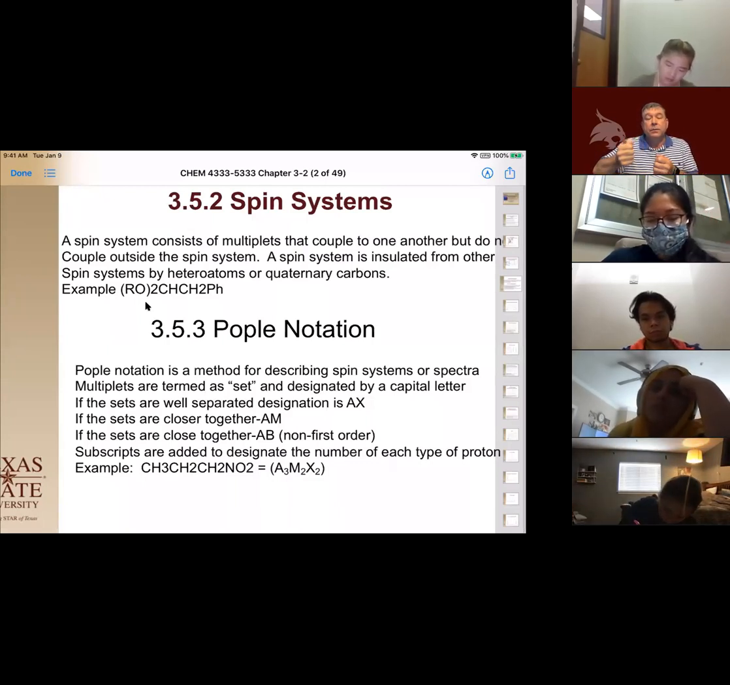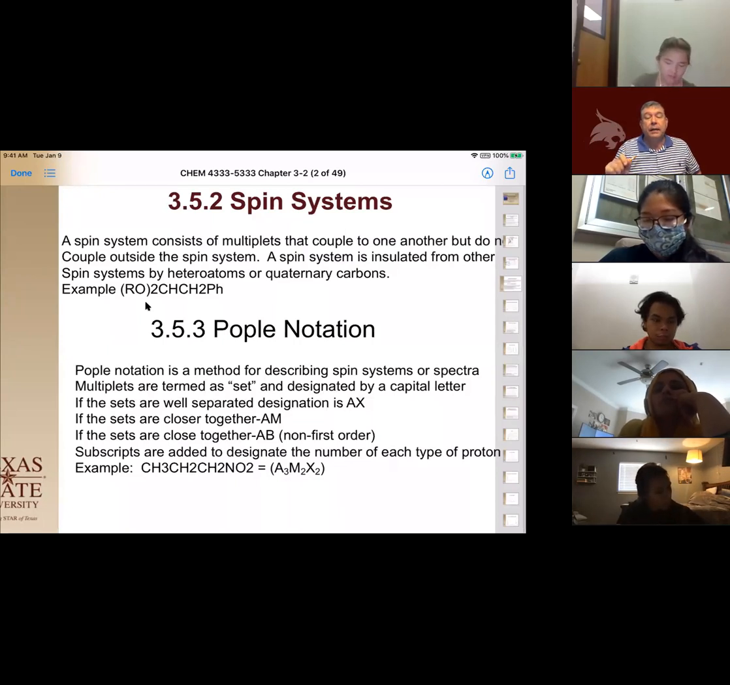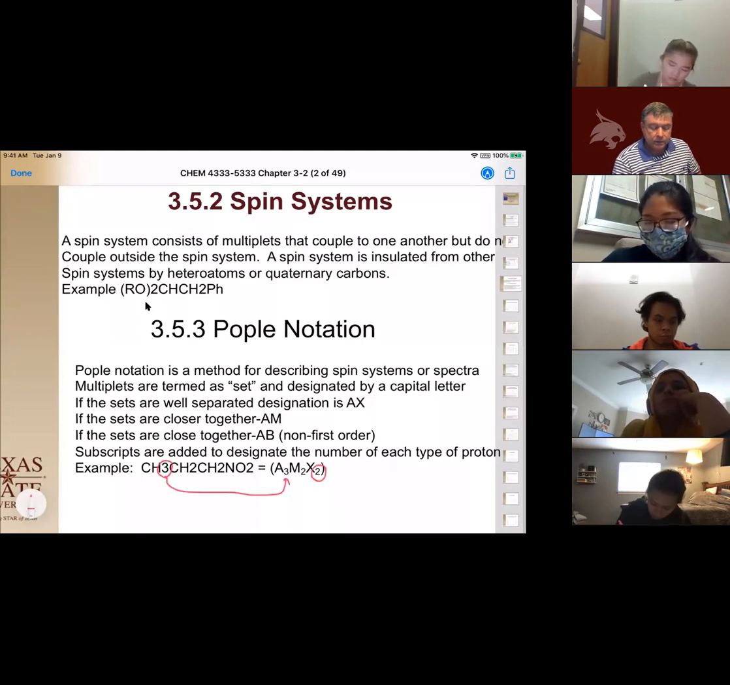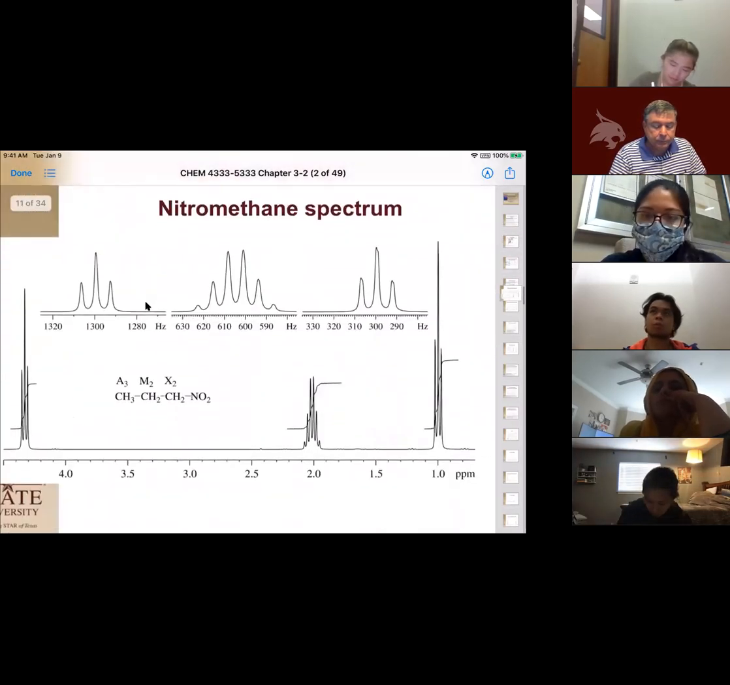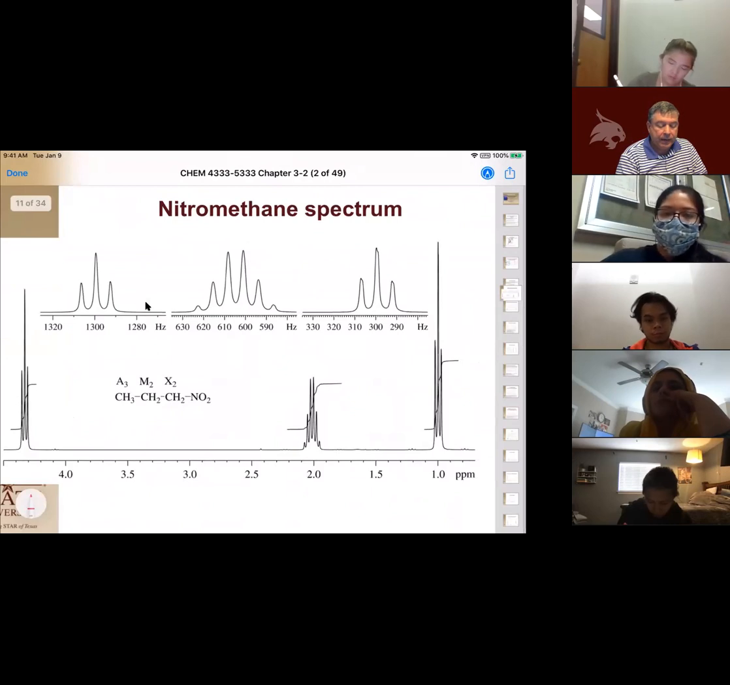And then the next one over is one that should be far enough away to not do our first order splitting, not have a coupling constant big enough to see in our splitting pattern. So these 3 hydrogens are this, 2 are here, and 3 are here. In theory, these right here should not split this because they're too far away. So when we apply that to an actual spectrum, we have one system here, and they are only going to interact with these.